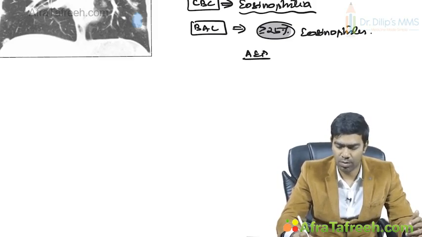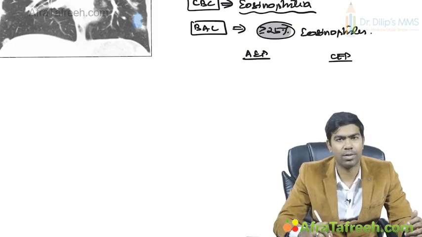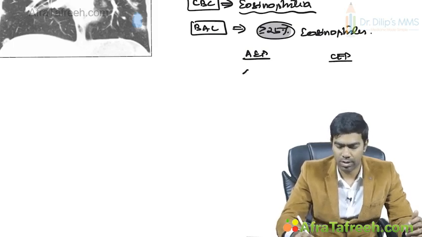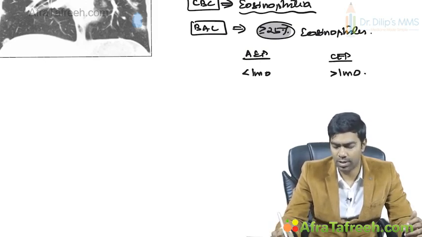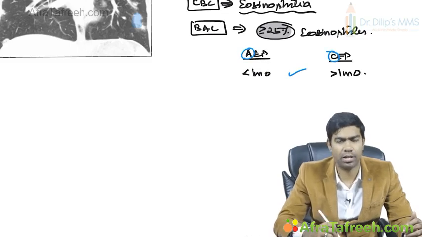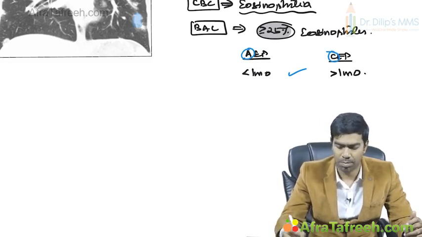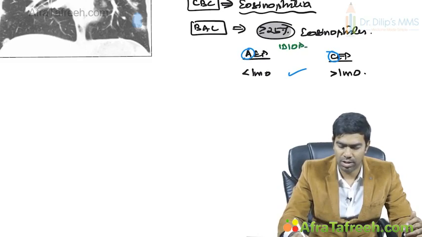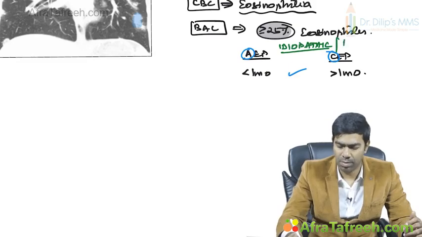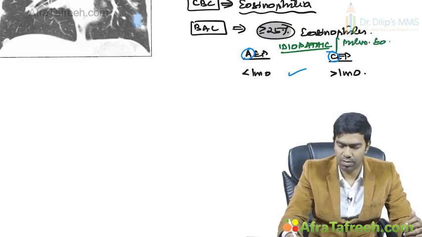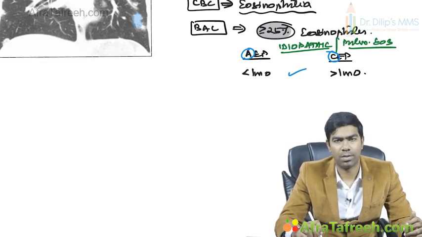You know very well what's going to be the first difference between acute eosinophilic pneumonia and chronic eosinophilic pneumonia. The course. Here it will be less than 1 month. Definitely here it will be more than 1 month. This is the thing that differentiates acute from chronic eosinophilic pneumonia. But both these disorders are idiopathic, and in both these disorders, you are going to have pulmonary eosinophilia, which means the BAL eosinophils will be more than 25%.